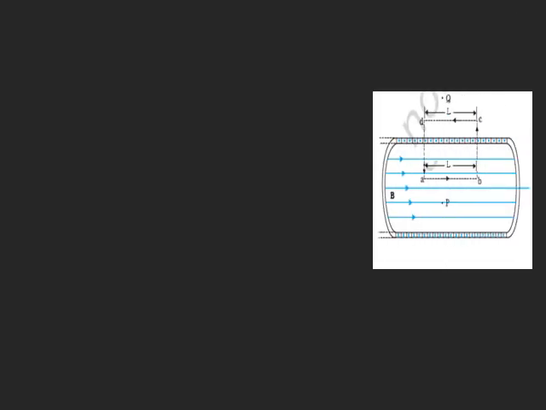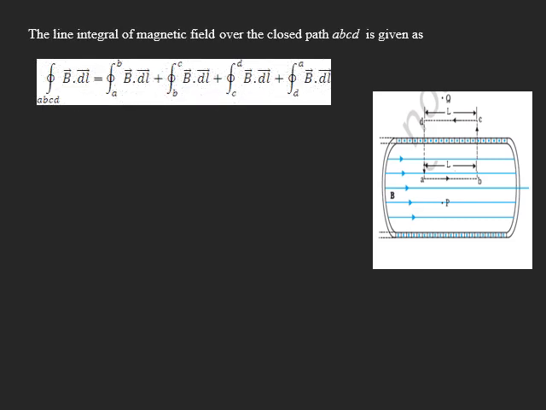We will be finding out the magnetic field for individual sides of the Amperian loop, and then we will add all together. So this is how we are going to do it. The line integral for magnetic field over a closed path ABCD is given as integral B dot dl for the complete loop ABCD is equal to integral B dot dl from A to B, integral B dot dl from B to C, integral B dot dl from C to D, and integral B dot dl from D to A. We will consider that as equation 1.